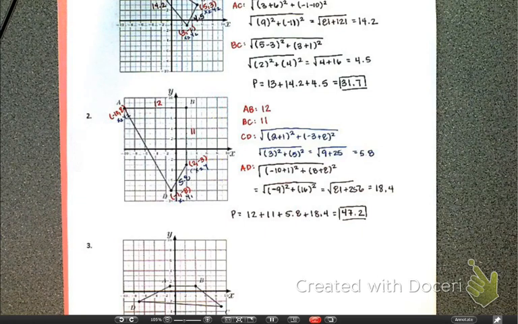I would like you and your group to split the last one however you want. So if you have 4 people per group, each of you can find side lengths. We're convening in a minute and a half.